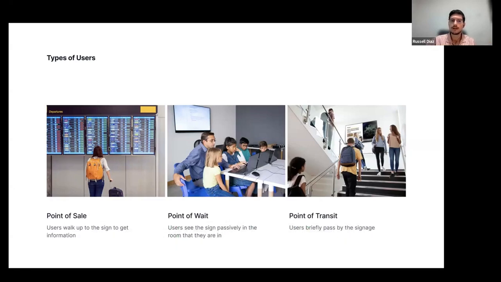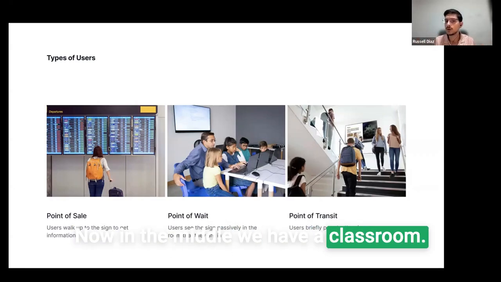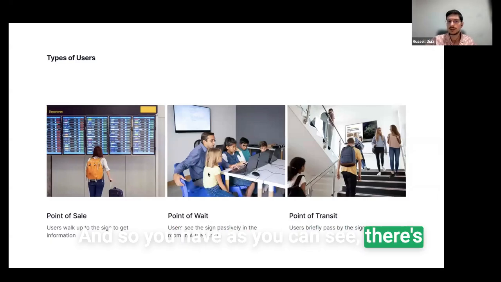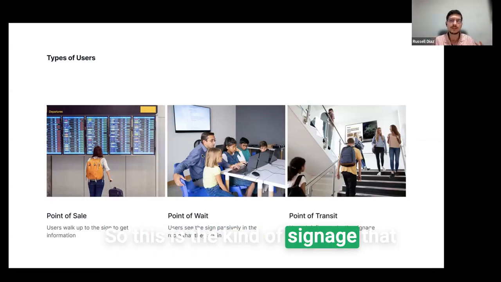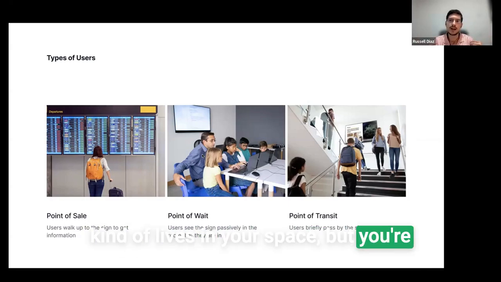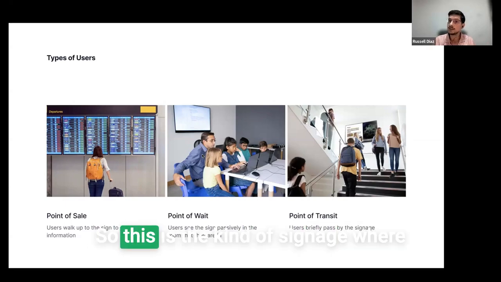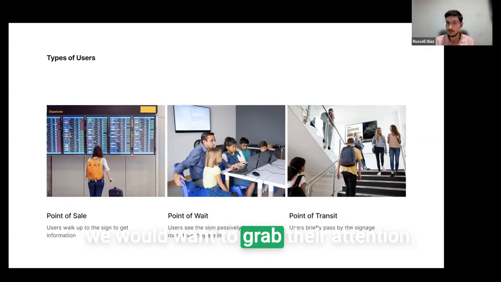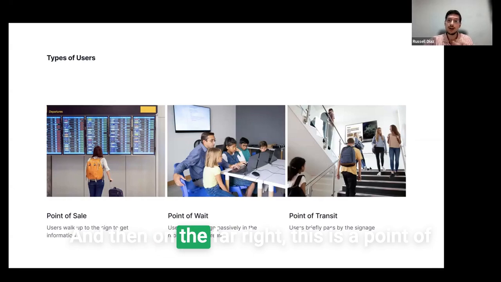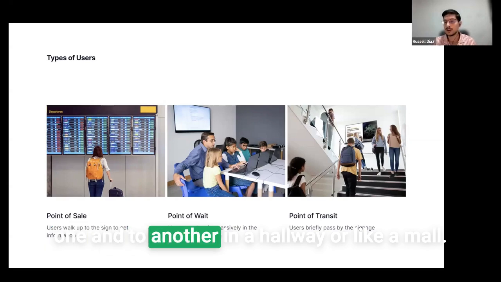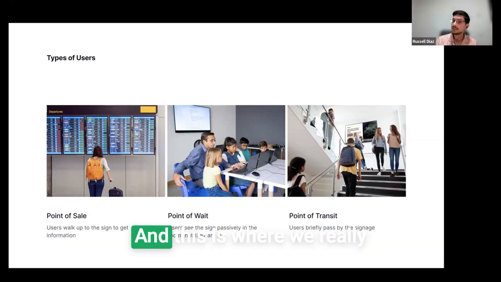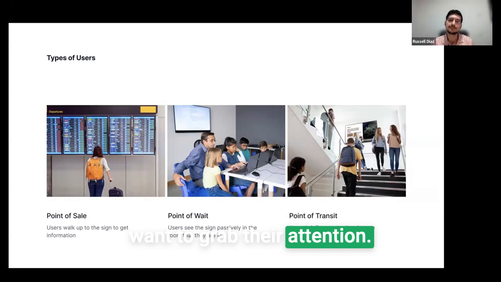Now, in the middle, we have a classroom. And so you have, as you can see, kids that are not really paying attention to the digital signage on the wall. So this is the kind of signage that lives in your space, but you're not necessarily paying attention. So this is the kind of signage where we would want to grab their attention. And then on the far right, this is a point of transit where people are just walking from one end to another in a hallway or like a mall. And this is where we really want to grab their attention.